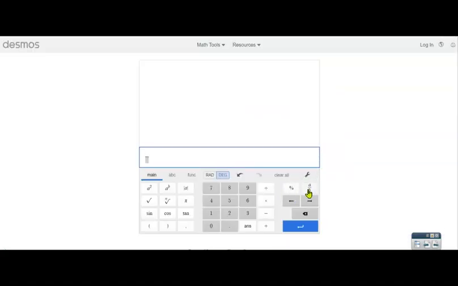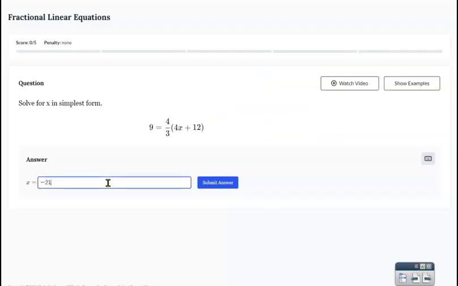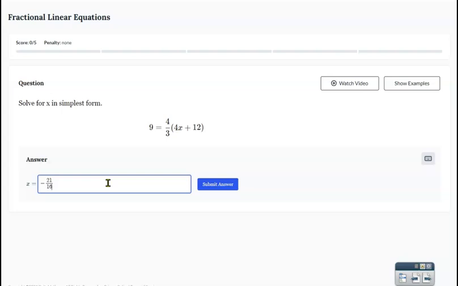So fraction button, 3/16 times negative 7. And I get this really long decimal. I can convert it to a fraction if I want. Negative 21/16 is the answer I'm going to use. Negative 21/16. So that's what I'm going to type. Negative 21/16.